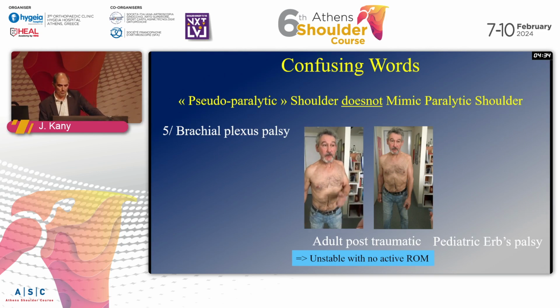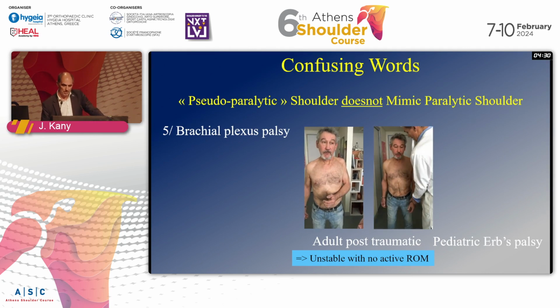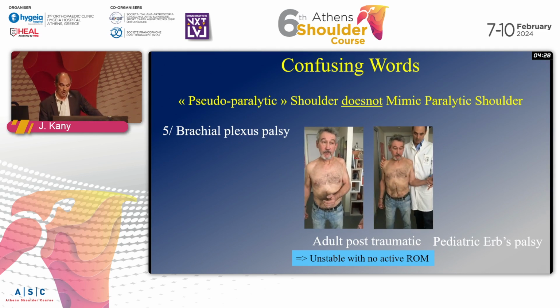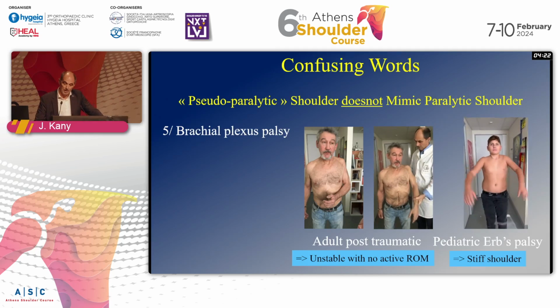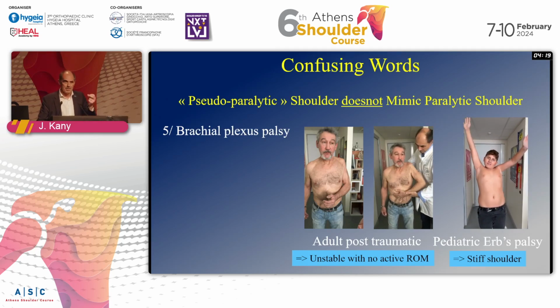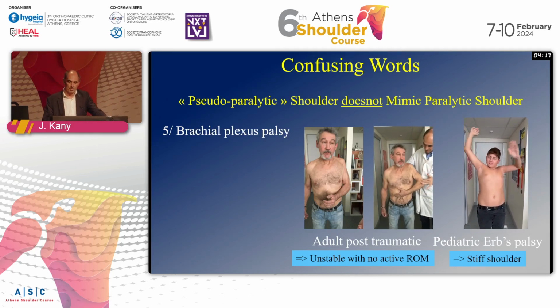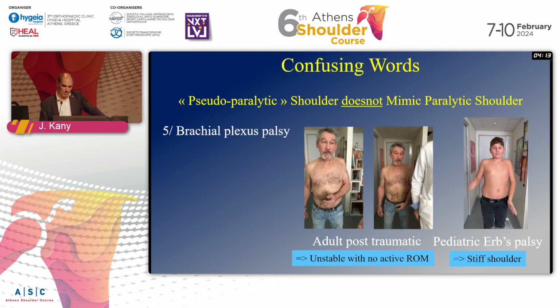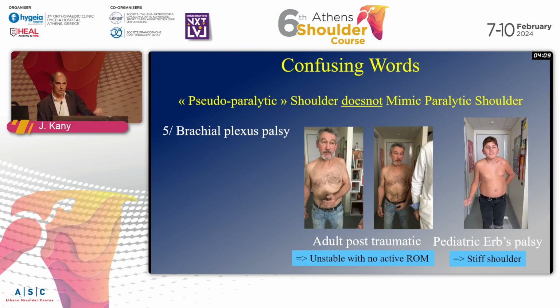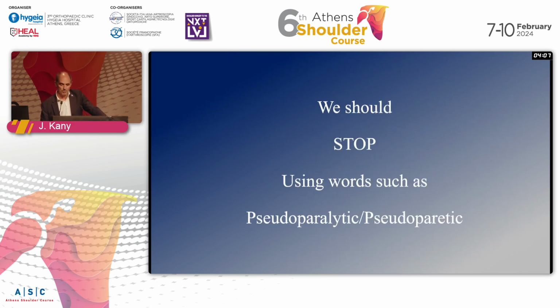It's an adult post-traumatic. The shoulder is just unstable in elevation, but there is nothing. It is a paralytic shoulder, but there is no rotation. You can see there is nothing. It is totally different than the pediatric herpes palsy, where the shoulder is stiff. So in the traumatic and adult problem, the shoulder is totally with a normal passive range of motion, but the pediatric is always different. So all these shoulders are paralytic shoulders, but never will mimic what we imagine to be a cervical shoulder.